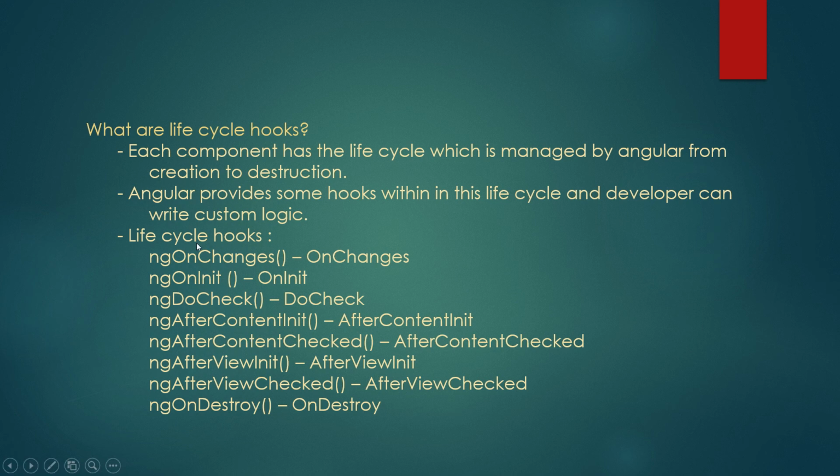Here, all these lifecycle hook methods are defined in interfaces. So, a component class needs to implement that specific interface to use the specific lifecycle hook method. Here, ngOnChanges is defined in the OnChanges interface. Just remove ng. Okay, so we need to implement the OnChanges interface to use the ngOnChanges hook method. In the same way, we have an interface for each lifecycle hook method.